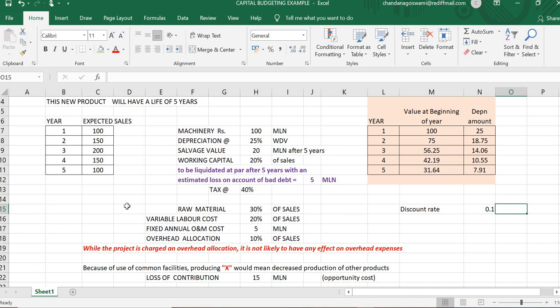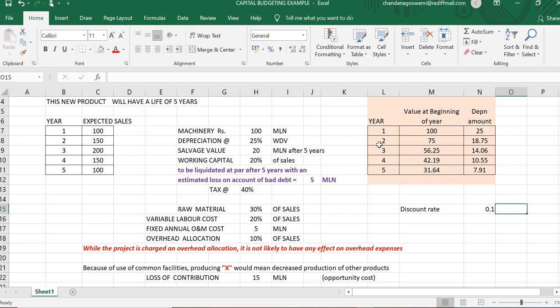And because you are using common facilities, remember there are already existing products out there. So because you're going to produce this new one, it will mean decreased production of other existing products. So you are going to have a loss of contribution of 15 million every year. And this is an opportunity cost. So with this data, you will have to go ahead.